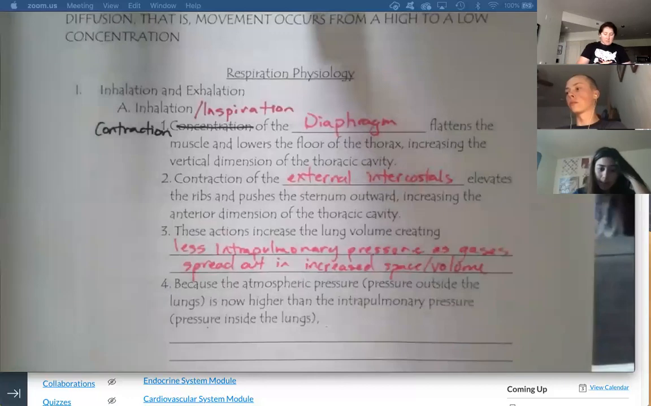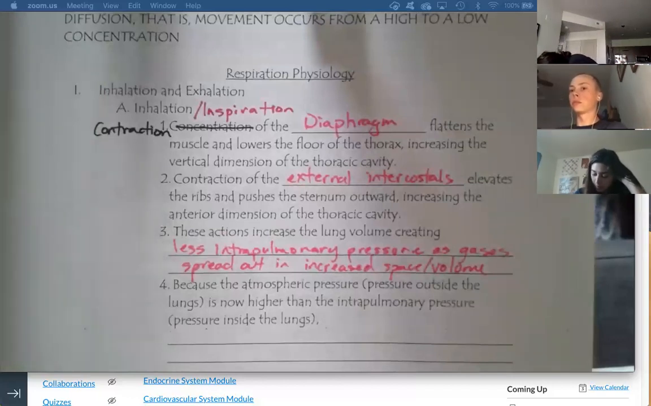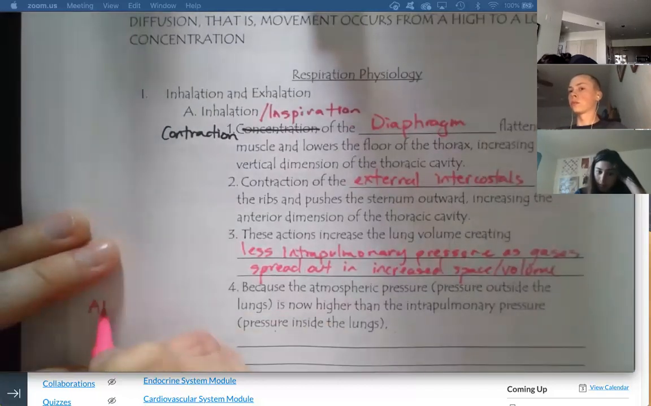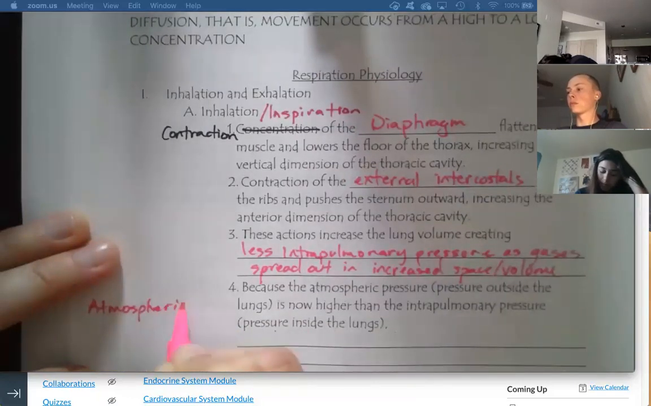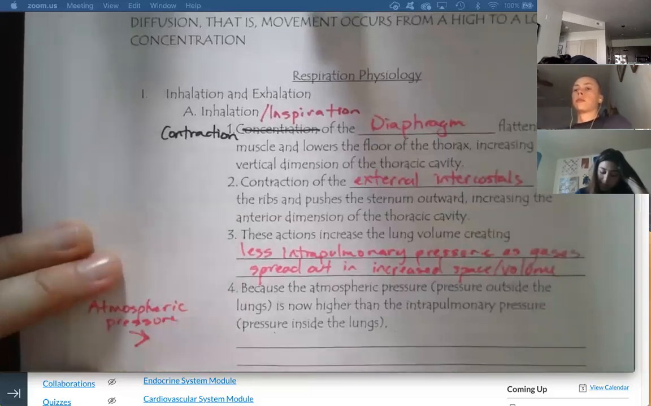So we have a larger space, so we have less pressure, a decrease in the intrapulmonary pressure. So now the intrapulmonary pressure, the pressure inside your lungs, is less than the pressure outside your lungs. I'm just going to write it here because I sometimes think this helps to see it this way. So the atmospheric pressure, the pressure outside the lungs, is now greater than the intrapulmonary pressure.